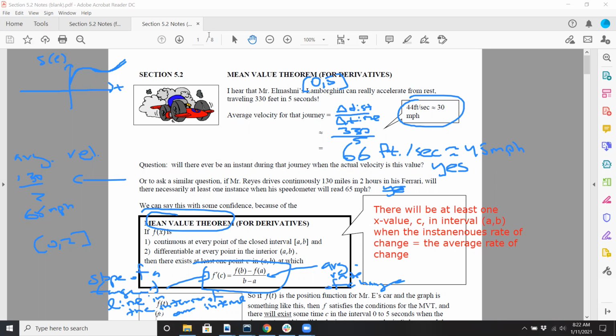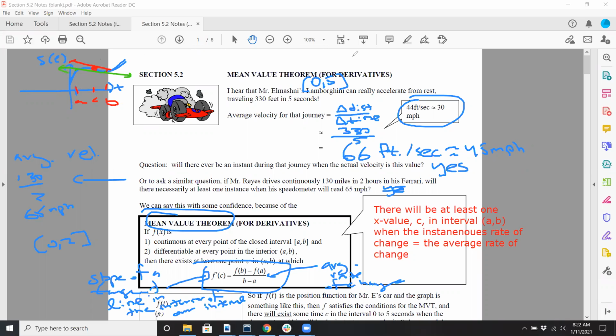So if this is from A to B, let's say this is A. Let me change colors actually. Excuse me. That's A and that's B, and C is in the middle. So that's the tangent line. And if I drew a secant line connecting A and B, guaranteed there's going to be one tangent line with the same slope as the secant line.